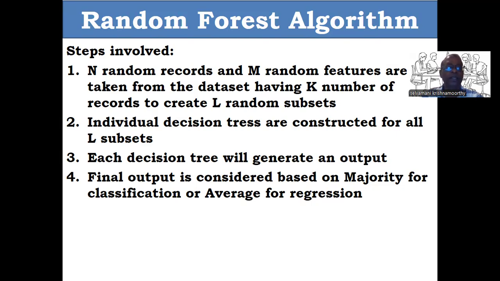So, n random records and m random features are taken from the data set having k records to create L random subsets. Now we have L number of subsets. Individual decision trees are constructed for these L subsets. Assume we have 3 subsets. Then we need to create 3 decision trees. Each decision tree will generate an output. If you have 3 decision trees, 3 outputs will come.